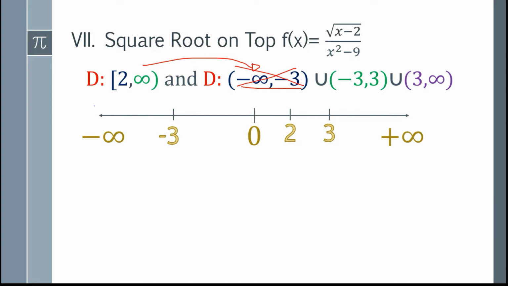So, lahat daw ng numbers ng negative 3 to 3 ay pwede. Kaso, dahil meron tayong ganito, hindi daw pwedeng bababa sa 2. So, punta tayo sa 2. Shade na natin yan. Negative 3 at hanggang 3. So, hindi din kasama ang 3. At meron tayo dito, 3 at infinity.